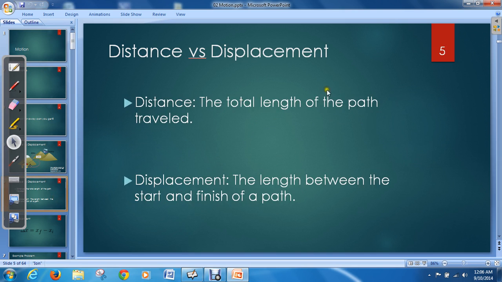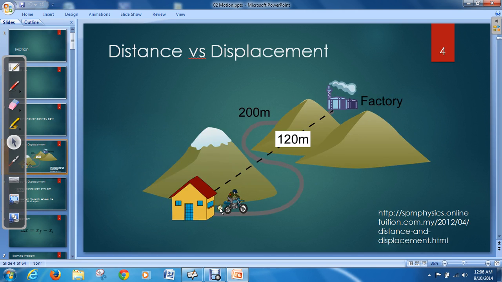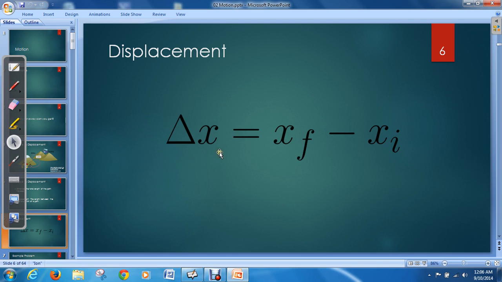So distance is the total length of the path traveled, and displacement is just the length between the start and finish points. Displacement is always a straight line. So that leads us to our equation. The displacement equals the change in position, or the final position minus the initial position. This little delta sign, this triangle looking thing called delta in Greek, means change. So change in position equals final position minus initial position.